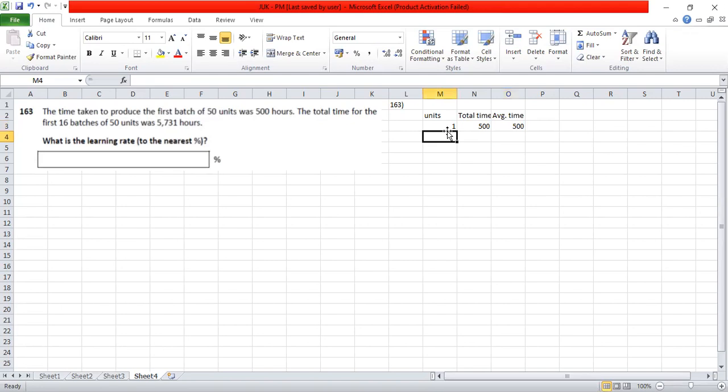Then this will be accumulated. Then it again gets accumulated. Then 8. It comes down to 16. So that's what is given. When 16 batches of 50 units were produced, we're asked to find out what is the learning rate. So for the 16 batches of 50 units, the total time taken was 5,731.